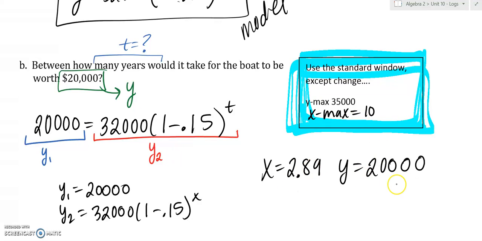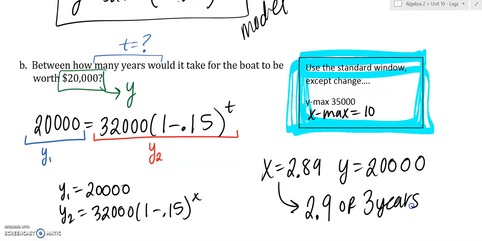This is what I got at the bottom of my screen. Well, what does this mean? I want to use the X number right here. That means about 2.9 or about 3 years it took for the boat to be worth $20,000. So that's how long it took for the boat to be $20,000.